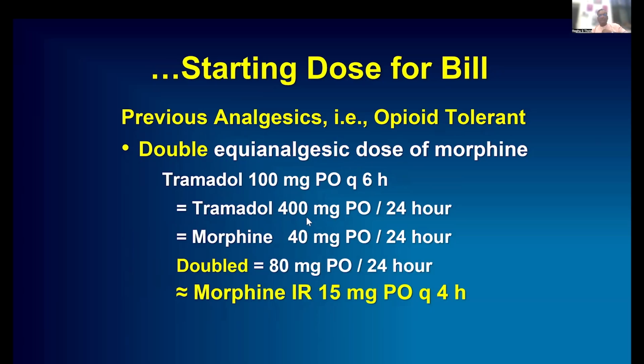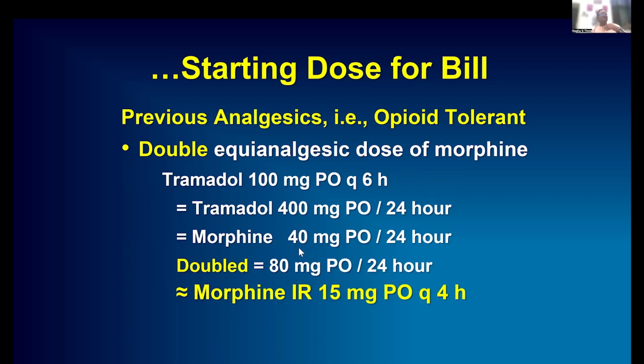Okay. So that comes to around 400 milligrams in 24 hours. And if you see the daily oral morphine equivalent dose, 24 hours, the tramadol to morphine conversion is 1:10. So it comes to 40 milligrams. So he was already taking 40 milligrams of morphine in 24 hours.